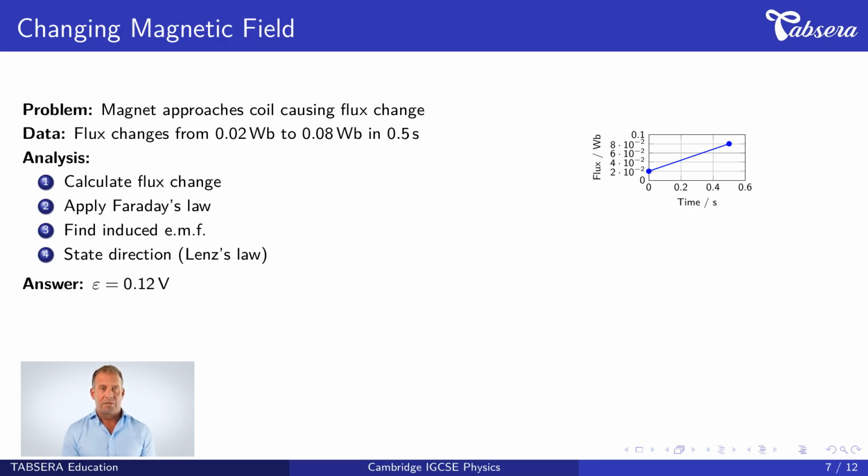Second, apply Faraday's law. Faraday's law states that induced EMF equals negative rate of change of flux. Third, calculate. Induced EMF equals 0.06 divided by 0.5 equals 0.12 volts. Fourth, state direction using Lenz's law. The induced current opposes the change causing it. The graph shows the linear increase in magnetic flux over time.